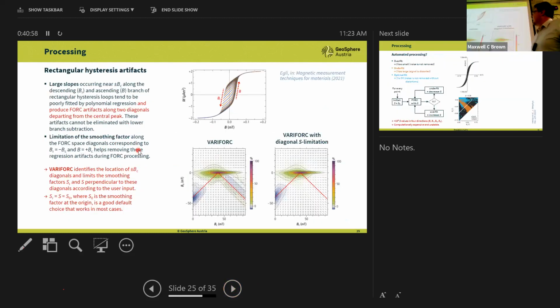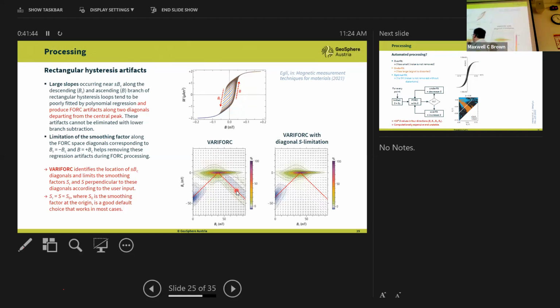So another artifact that can occur and that can be easily overlooked is when you have a rectangular hysteresis loop. Rectangular hysteresis loops are loops that have very large slope around Bc, around the coercivity. Typically, in our field, this happens when you have samples containing a lot of magnetofossils or samples of magnetotactic bacteria. So in this case, there is difficulty fitting this large change in the curves with the second order polynomial, and correspondingly, if you use a traditional VariFORC method or any other processing method, you will create artifacts along the red dotted line.